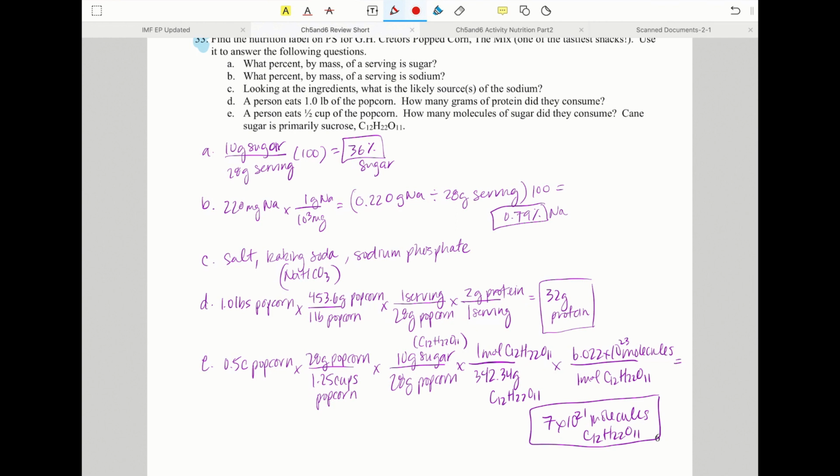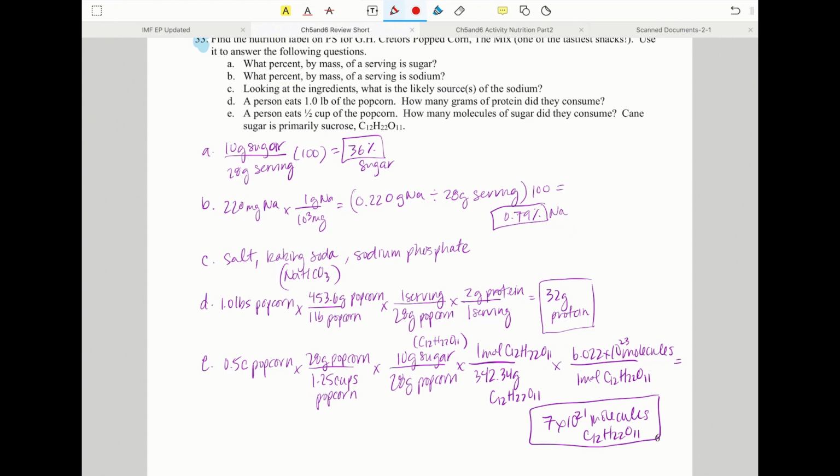And D asks us to take 1 pound of popcorn and figure out how many grams of protein, right? So we would start with our 1 pound, and then we would figure out the relationship between pounds and grams. That's back in chapter 2, right? And then we already know that 28 grams is 1 serving, and that 1 serving, based on the nutrition label, contains 2 grams of protein, right? And ta-da, we've done our conversion, right?